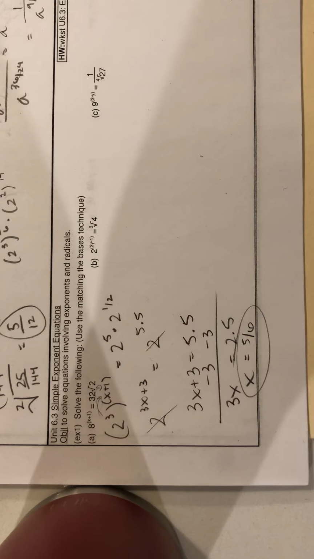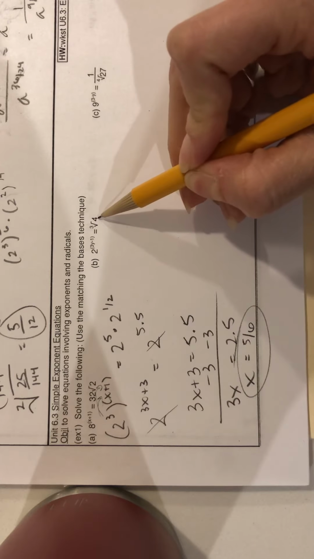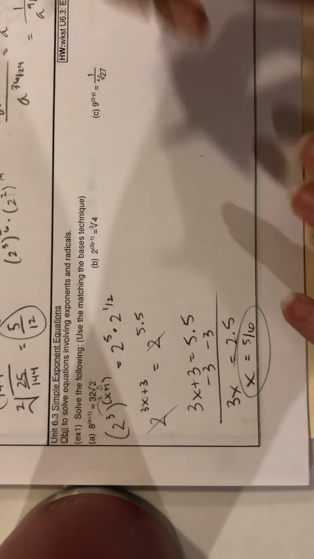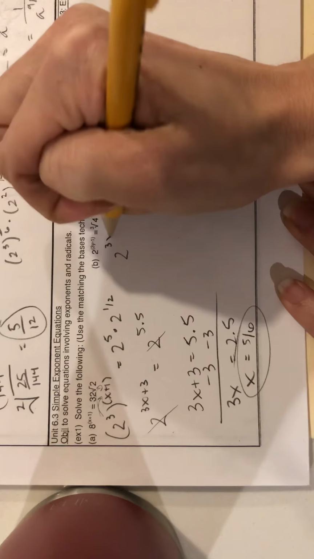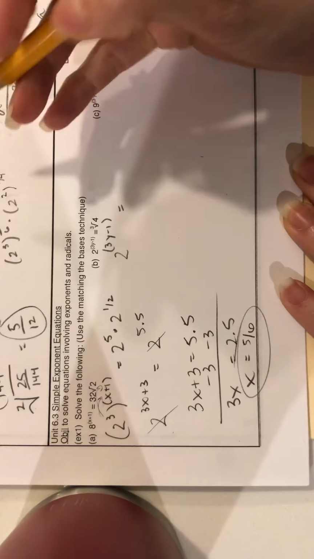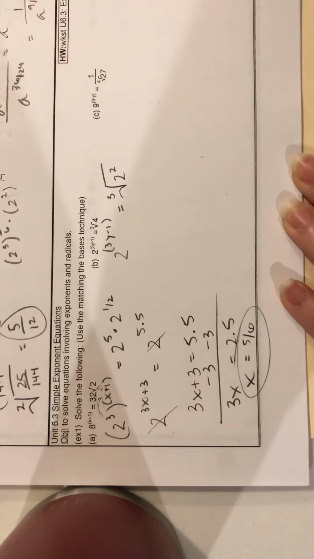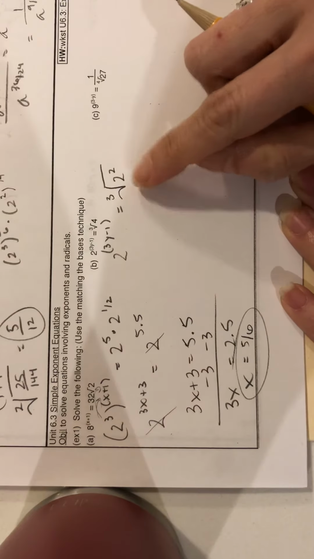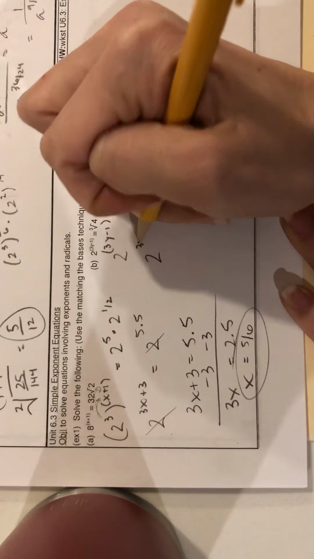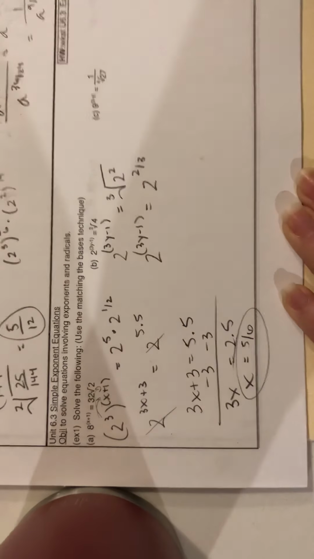Moving to the next one. Again, can we use the matching basis technique? I'm seeing a base of 2 on the left, and on the right, a base of 4. Well, I know that 4 can be rewritten as 2 to a power, so let's do it. The left-hand side can remain as is, 2 to the 3y minus 1. And on the right-hand side, this is technically the cube root of 2 squared. Remember, you can turn radicals, or roots, into rational exponents that are fractions. So on the right-hand side, this becomes 2 to the 2/3.